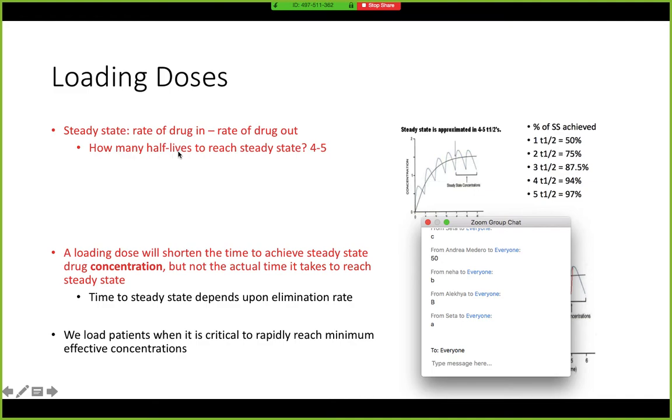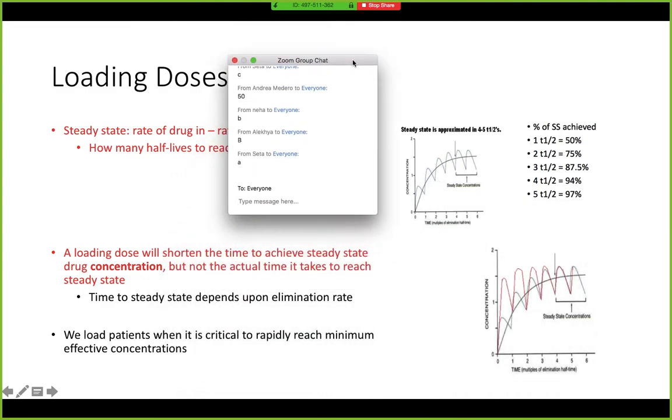Okay, so again, how many half-lives to reach steady state? 4 to 5. Make sure you know that. What is steady state? So steady state is the rate of drug in equals the rate of drug out. So the reason that we give a loading dose is to shorten the time to achieve steady state drug concentration. Okay, not the actual time it takes to reach steady state.